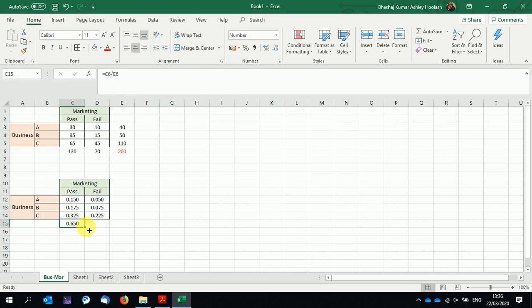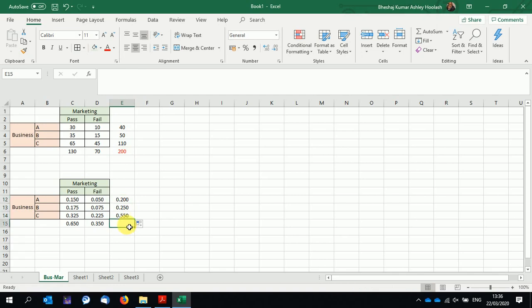Right, and similarly here I can do 70 divided by 200. Let me put a dollar sign here on E6. You should know why I'm doing this, and I would get it. Similarly, here I can do 40 divided by 200. That would give me the marginal probability for business A. Right, I can drag this down here.